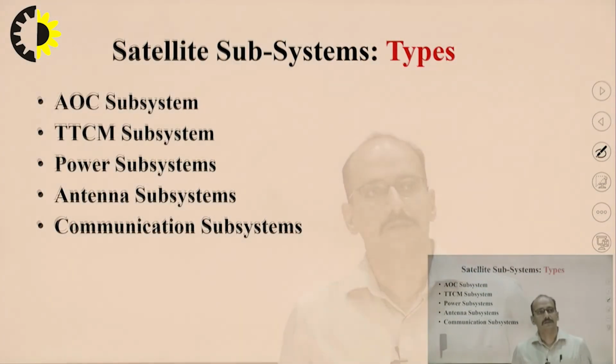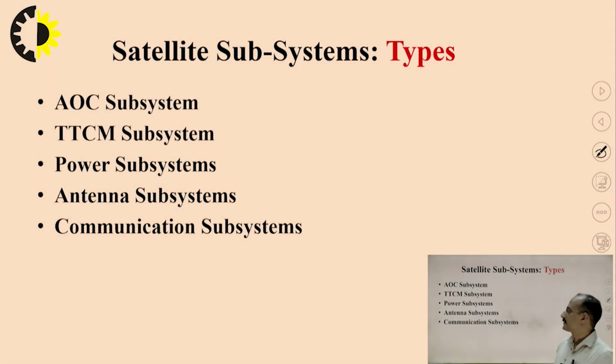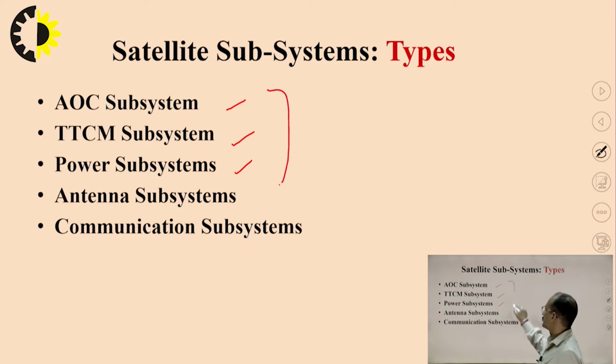In the previous lectures, we studied various subsystems of the satellite: AOCS, TTCM and the power subsystem. Till now we studied these three. AOCS stands for the attitude and orbital control subsystem. TTCM stands for the telemetry, tracking, command and monitoring subsystem. Combined, they work for monitoring the health of the satellite, monitoring its attitude and orbital location, and also maintaining the satellite in its location.